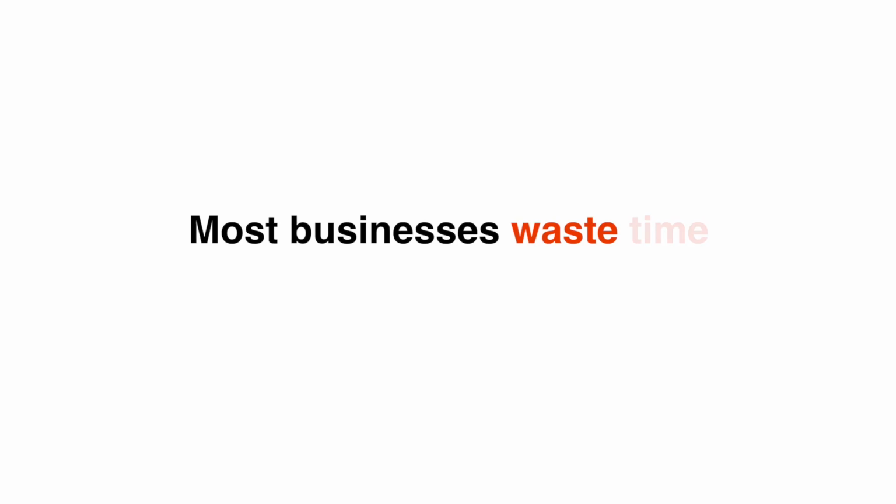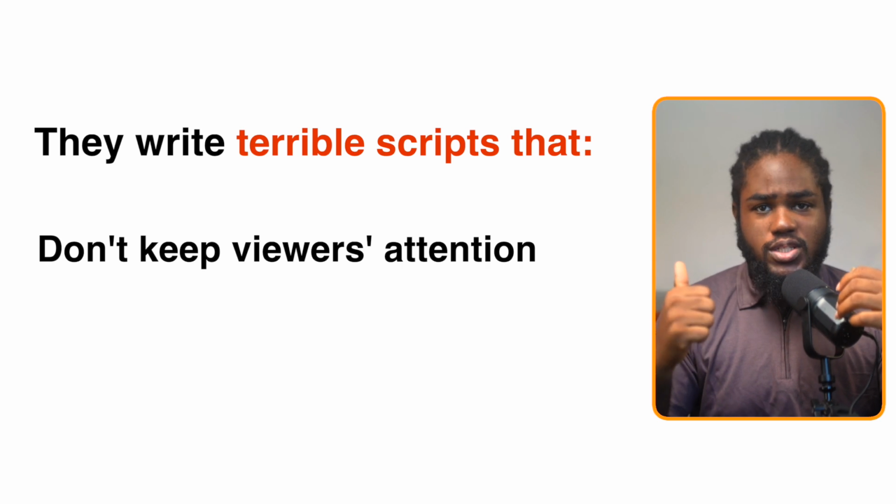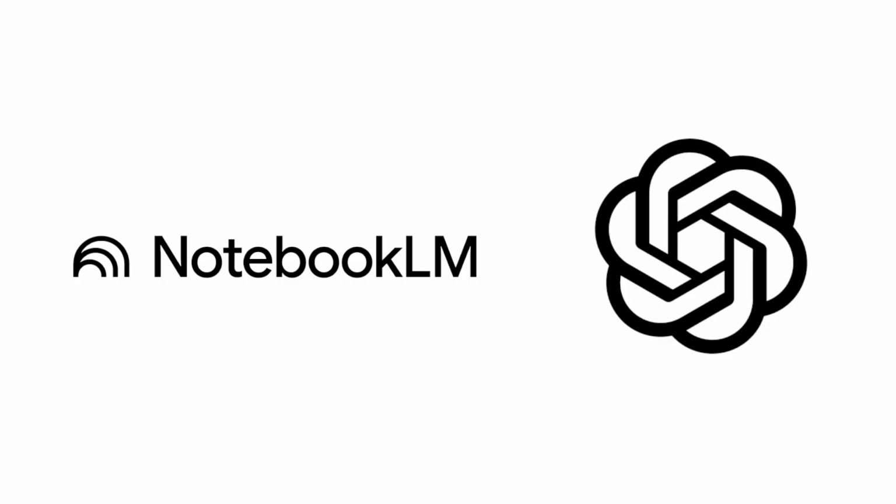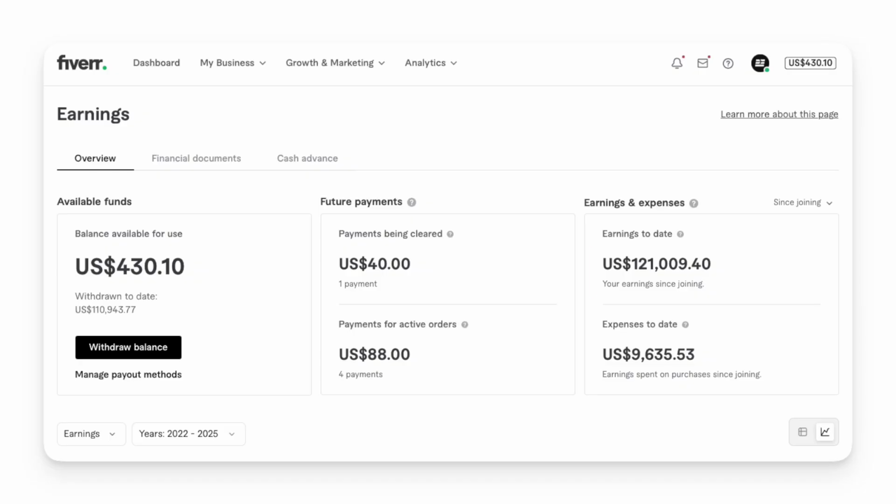Most businesses waste time and miss out on a ton of consistent sales from YouTube because they write terrible scripts that don't keep their viewers' attention and don't convert to sales at the end of the video. In this video, I'm going to show you the exact step-by-step NotebookLM plus ChatGPT scripting workflow that I've used to generate millions of views in a super saturated niche and turn that attention into thousands of dollars in revenue every single month. This video is not for everyone.